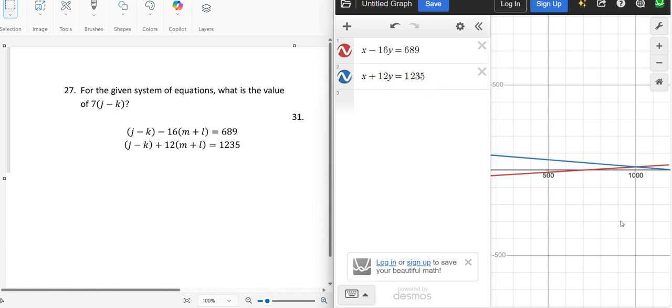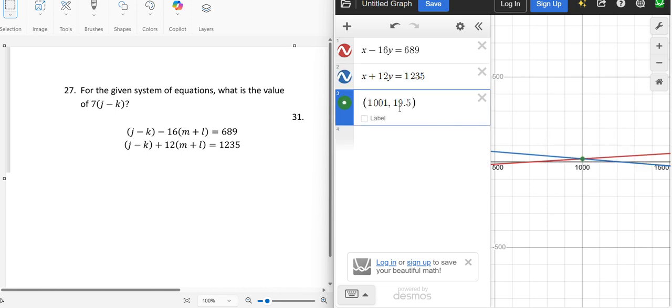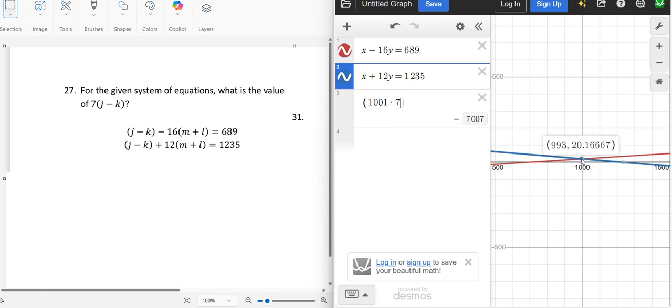Okay, so what is our x? Our x is 1001. So what we'll put here is multiply by 7, because this 1001 is the value of j minus k which we have got from this line. Okay, I hope you understood this.